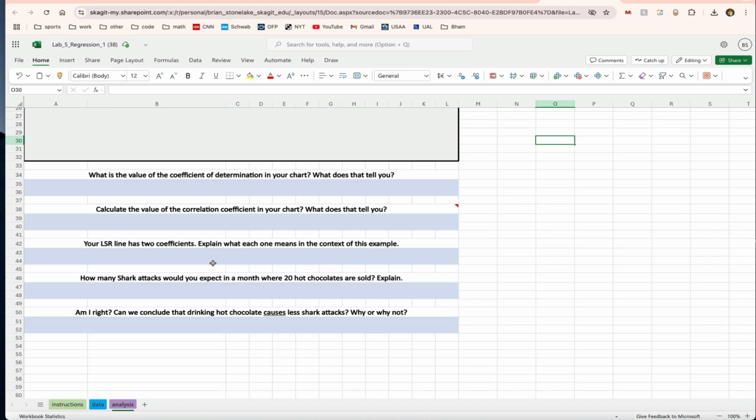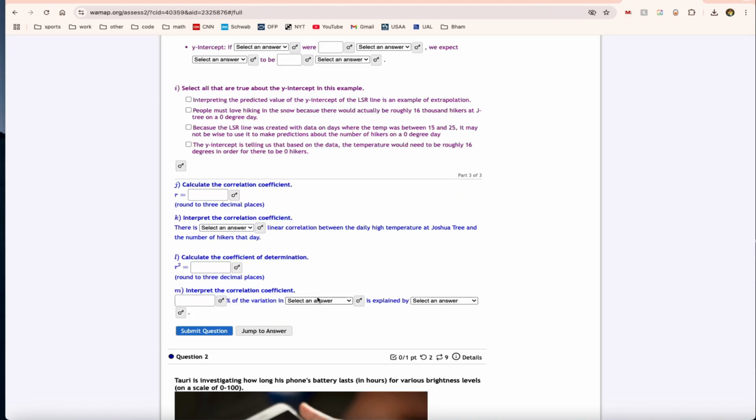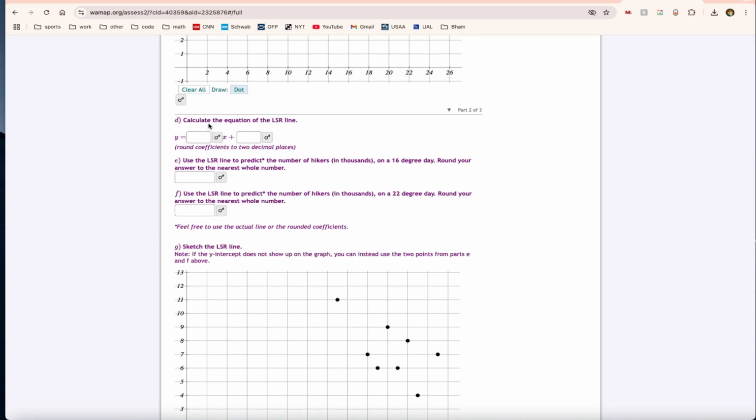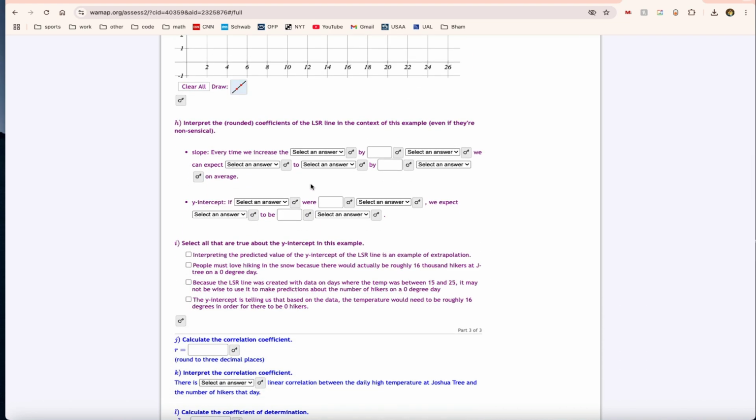I think the most common mistake that students make is on this third one here. It says your LSR line has 2 coefficients. Explain what each one means in the context of this example. That's meant to be similar to this section up here in purple. Here are the 2 coefficients that I'm talking about, the numbers that you see here and here. And then the interpretations are similar to what you see here and here.